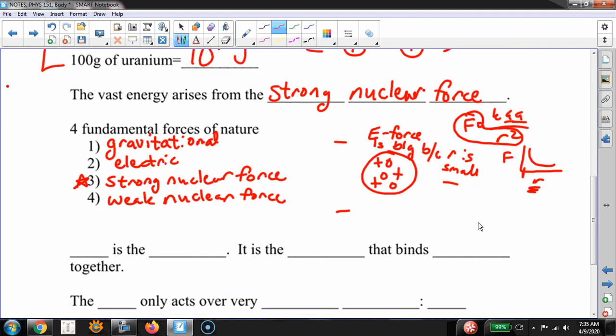So this strong nuclear force, I'm going to call it SNF, just so I don't have to write it out. SNF, the strong nuclear force, is the strongest of these four forces. And even though there is this vast electric force wanting to push these protons apart from one another, the strong nuclear force is the force that binds the nucleons together.